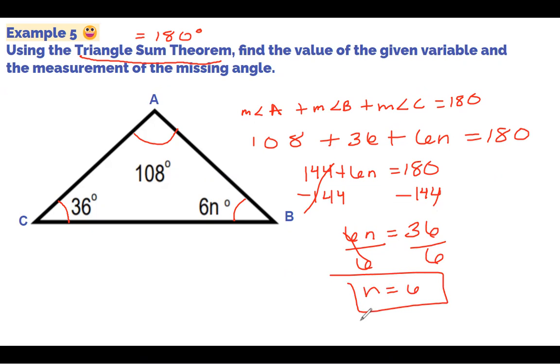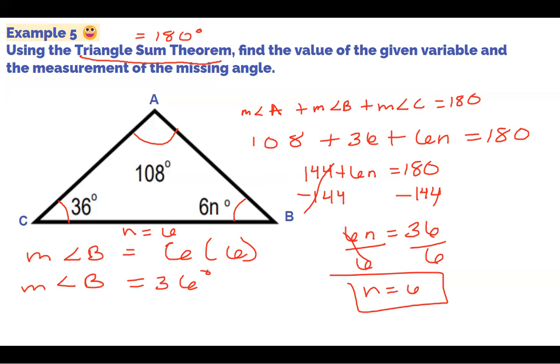Now that we found the value of n, can we find out what the value of the angle measurement is? Yes, so which one's missing? Angle B. So the measurement of angle B should be 6 times 6, which is 36. Sorry, the measurement of angle B equals 36 degrees. I'm speaking before I'm thinking. Okay, here we go. Measurement of angle B equals 36. Not too bad, huh? All right.